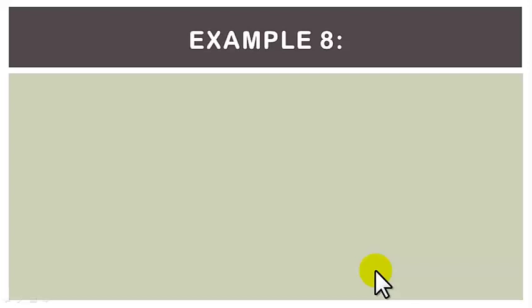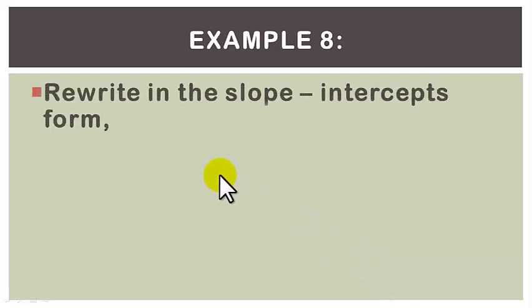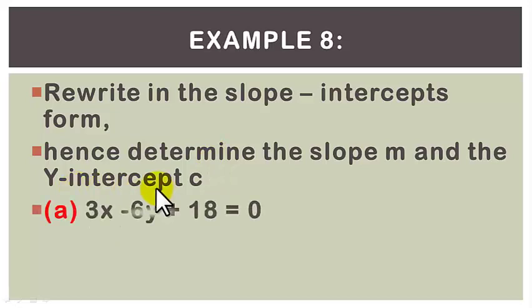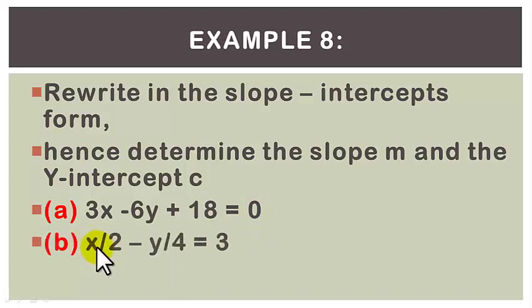Example 8. Rewrite in the slope-intercept form. Hence, determine the slope m and y-intercept c. A. 3x minus 6y plus 18 equal to 0. B. x over 2 minus y over 4 equals 3.